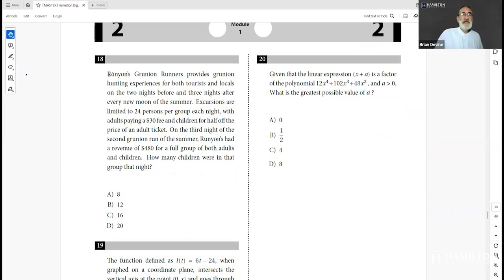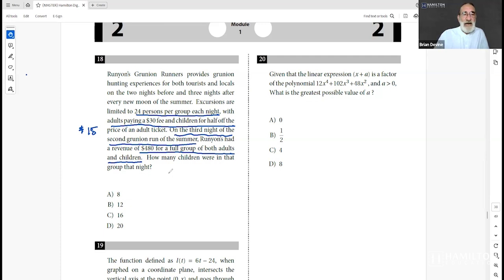Question 18. Runyon's Grunion Runners provides Grunion hunting experience for both tourists and locals on the 2 nights, blah, blah, blah, blah, blah. Excursions are limited to 24 people per group, and adults pay 30 and children pay 15, half of the adult price. On the 3rd night of the 2nd Grunion run, Runyon's had a revenue of 480 for a full group, both children and adults. How many children were in the group?